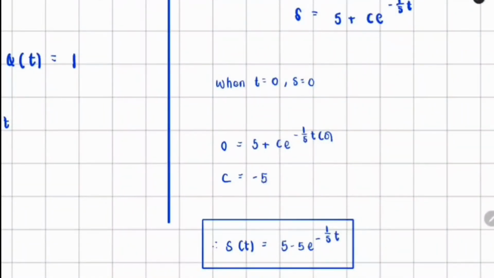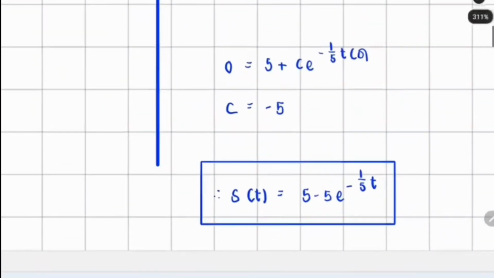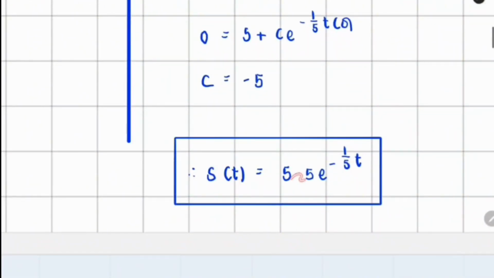Next, to determine the amount of salt, we have to set t equal to 0 and s equal to 0. After that, we substitute into this equation, so we can get c equals negative 5. So the final answer is s equals 5 minus 5 e to the power of negative 1 over 5 t.